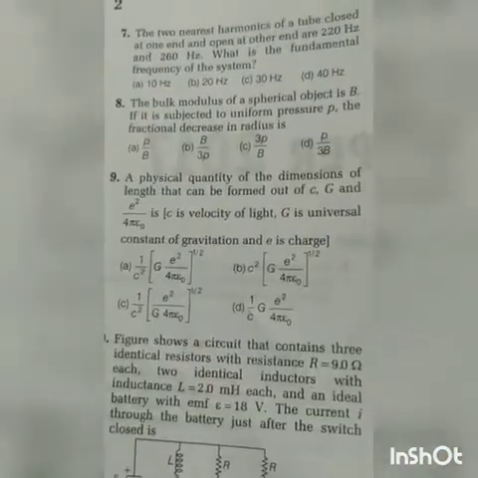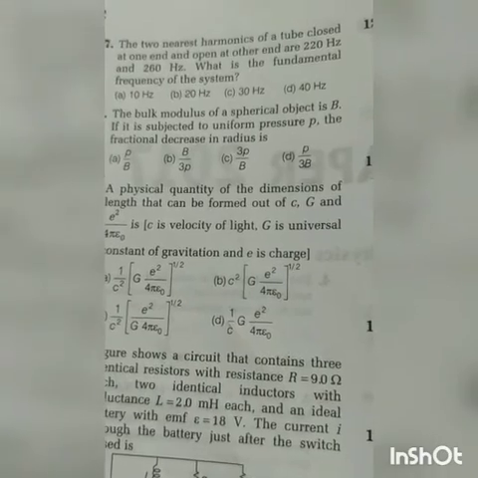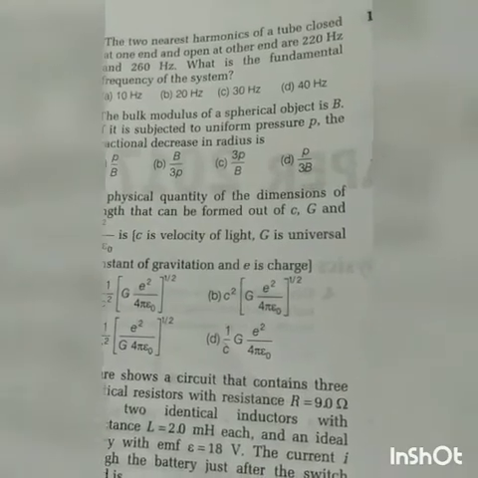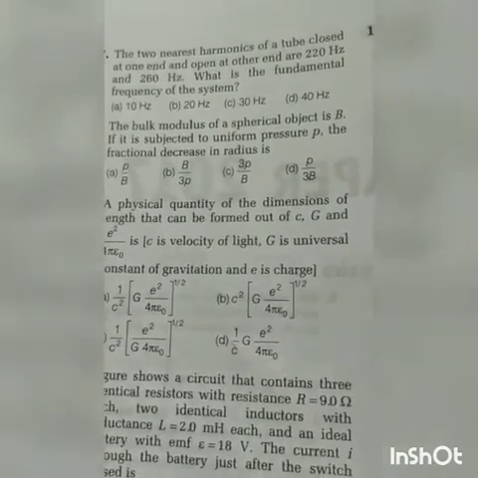Now question number 7. The two nearest harmonics of a tube closed at one end and open at another end are 220 Hz and 260 Hz. What is the fundamental frequency of the system?